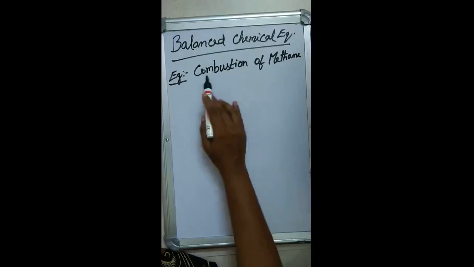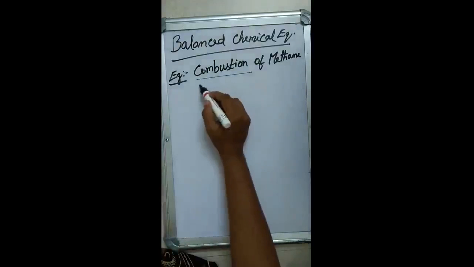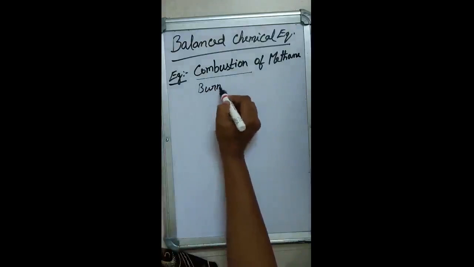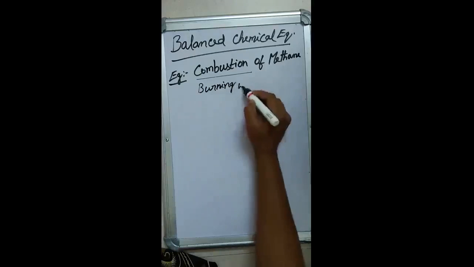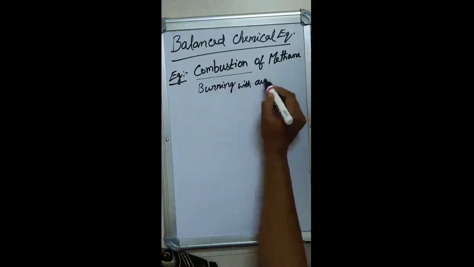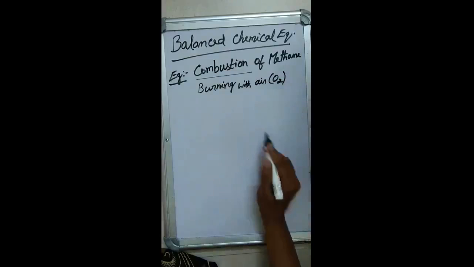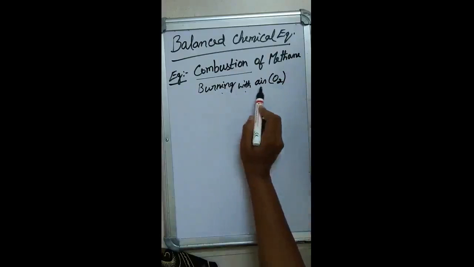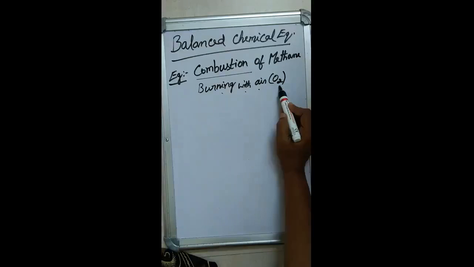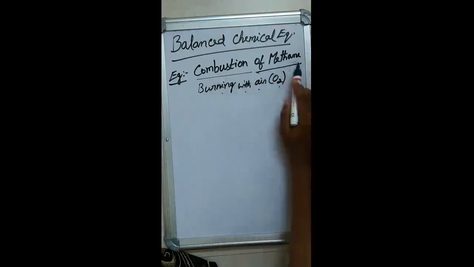Okay, now what is the meaning of combustion? Combustion is nothing but burning. Burning with what? Burning with air. Air we usually take as oxygen gas. Combustion means burning with air, that means oxygen, O2. Okay, so combustion of which one is given? Methane.